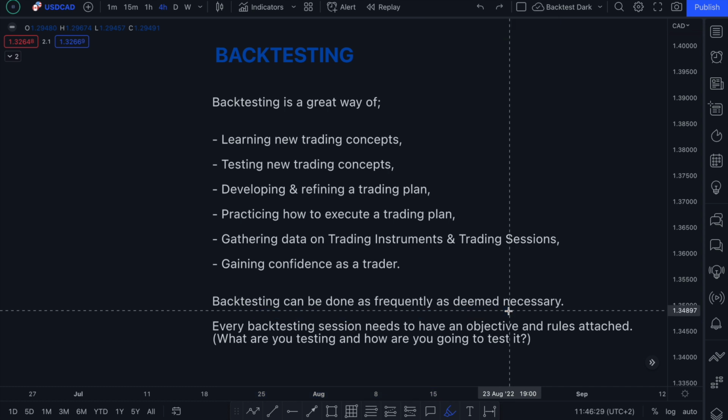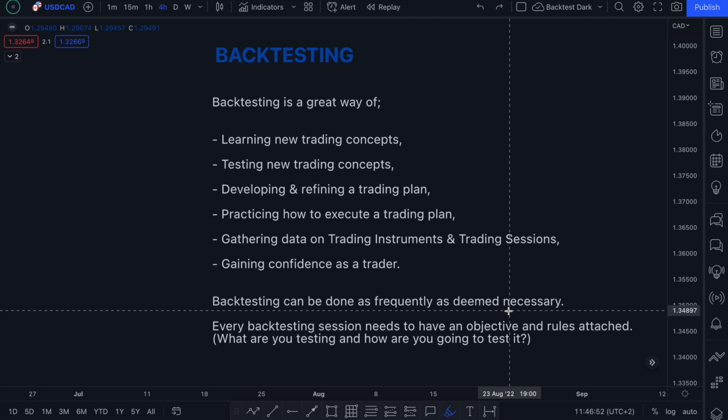Now, don't get me wrong. I have been trading ever since 2017. And till today, I still backtest. Obviously, I don't backtest as much as I did in the past, but I still put aside time to see whether or not there's any refinements I can do to my trading plan, any refinements I can do to my approach. Obviously, my trading style, my trading approach has changed over time.